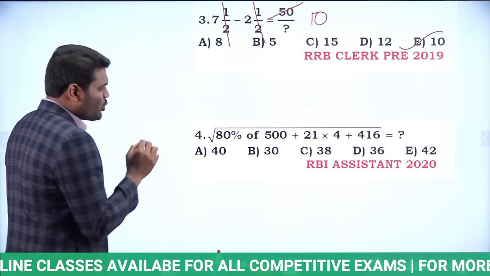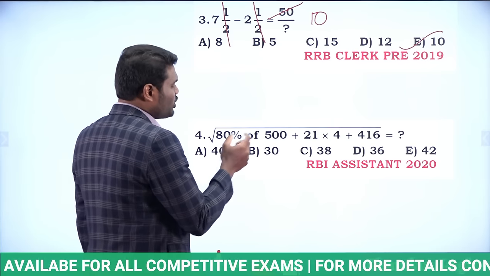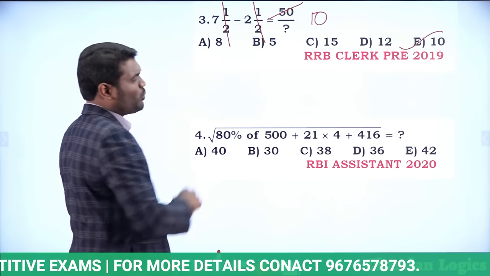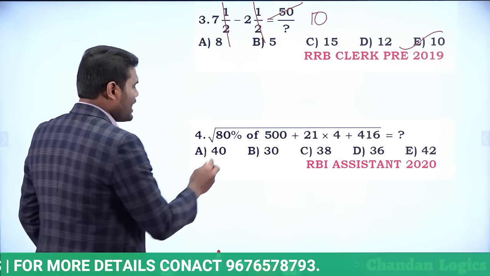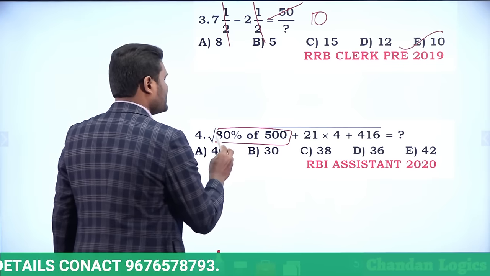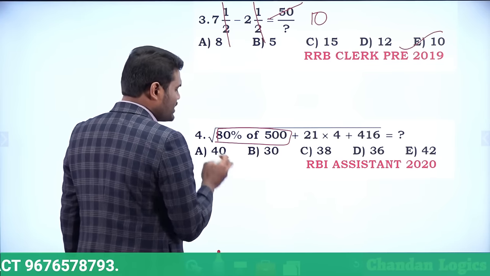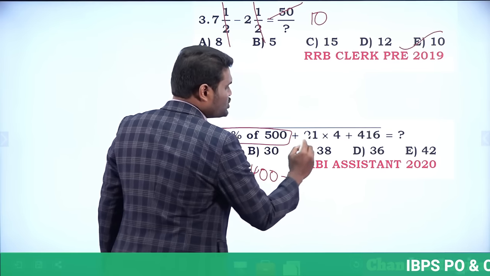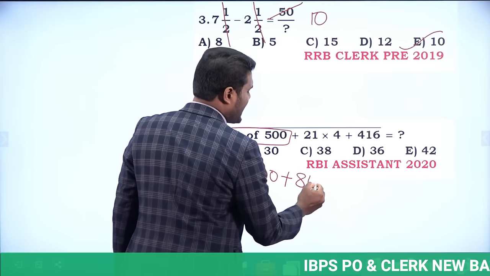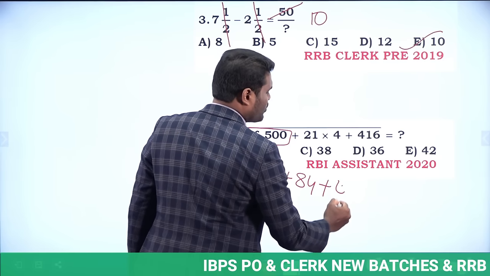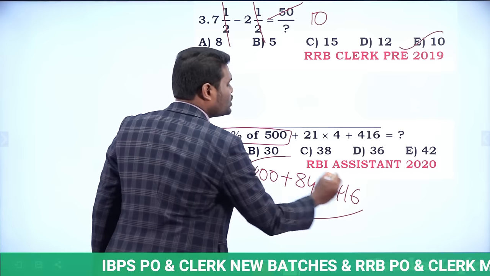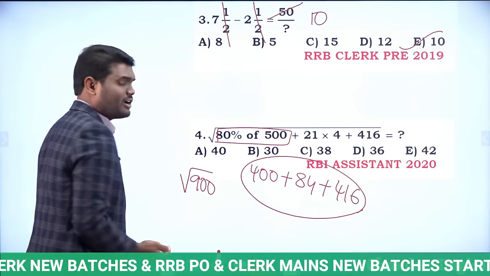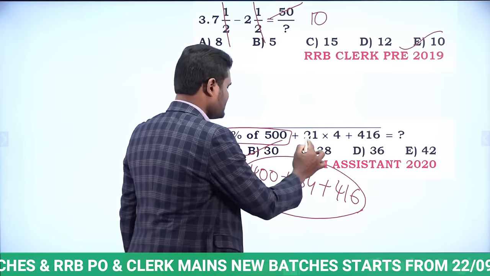Next question, square root of 80% of 500 plus 21 into 4 plus 416 equal to how much? Now look here, 80% of 500 is how much? 10% is 50, so 80% is nothing but 400, plus 21 into 4 is nothing but 84, plus 416. Now if you add it together, this is nothing but 900. Now this is square root of 900. What is square root of 900? Answer is nothing but 30.